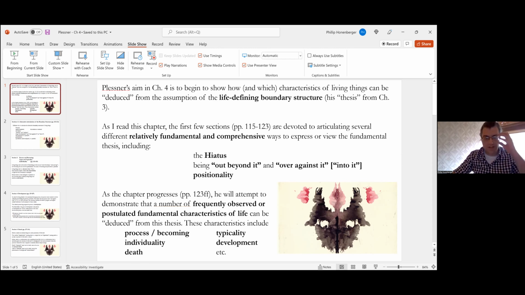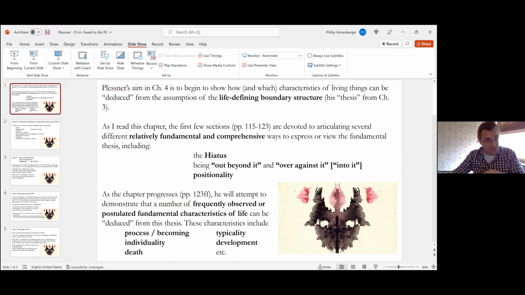One of these is the idea of living things being out beyond themselves and over against themselves. And in the translation, care is taken not to say "out beyond themselves," but rather "out beyond it," matching Plessner's usage in German, because he's going to reserve that kind of self terminology for very specific kinds of relation between organisms and their bodies later in the text. But that's one of these relatively fundamental and comprehensive ways.